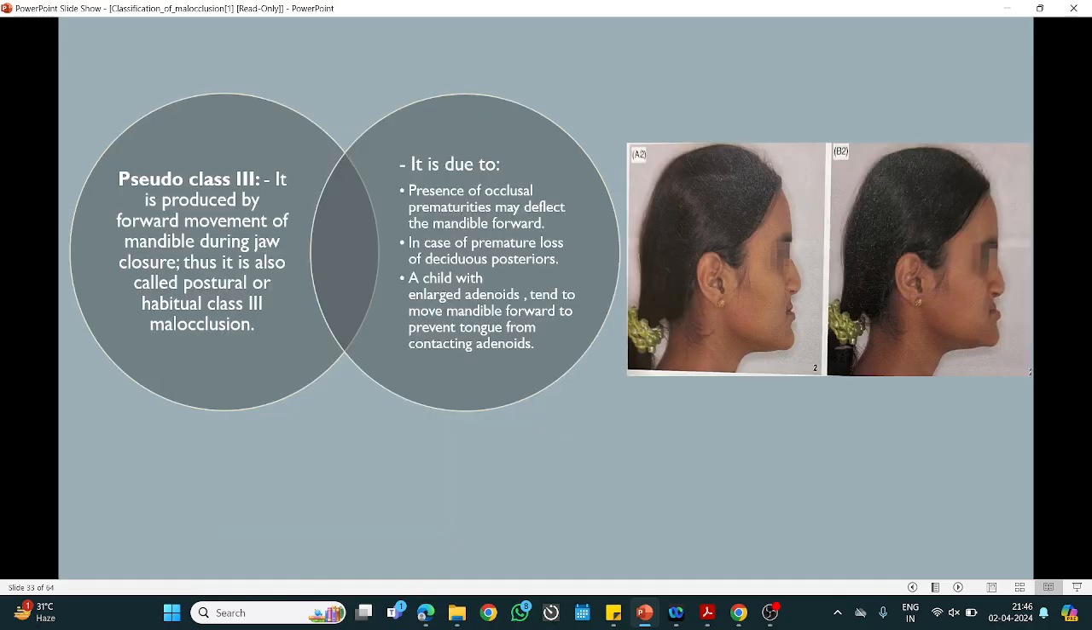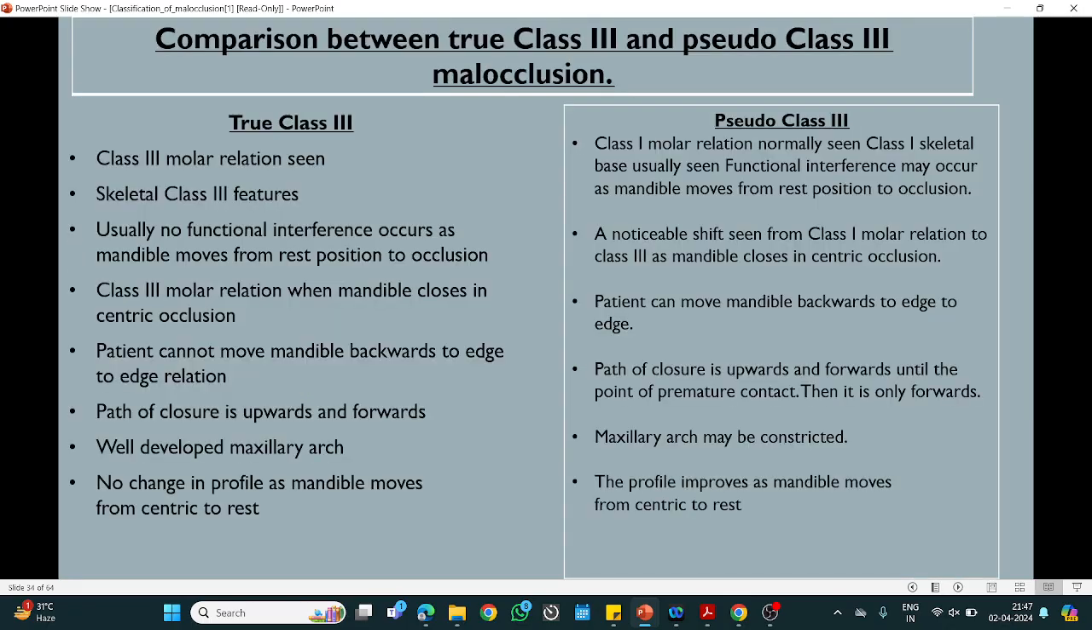But on the other hand, in case of pseudo class 3, it may be a case in which the patient produces a forward movement of the mandible during closure. It can be due to the presence of prematurities that deflect the mandible forward, or in case of premature loss of deciduous posterior teeth, a child with enlarged adenoids tends to move the mandible forward to prevent the tongue from contacting the adenoids. Then, while we compare pseudo or true class 3 malocclusion, what are the factors which can be seen?